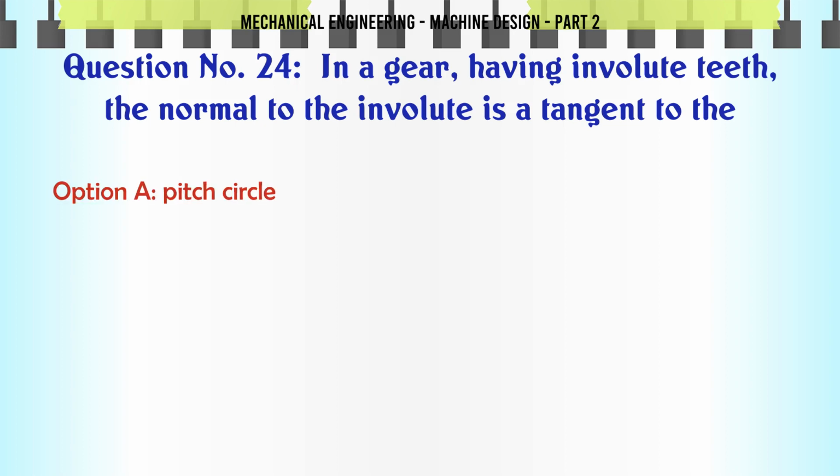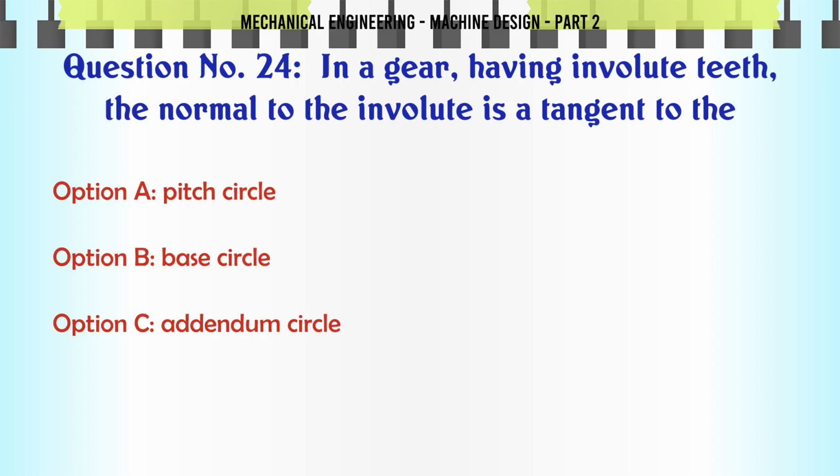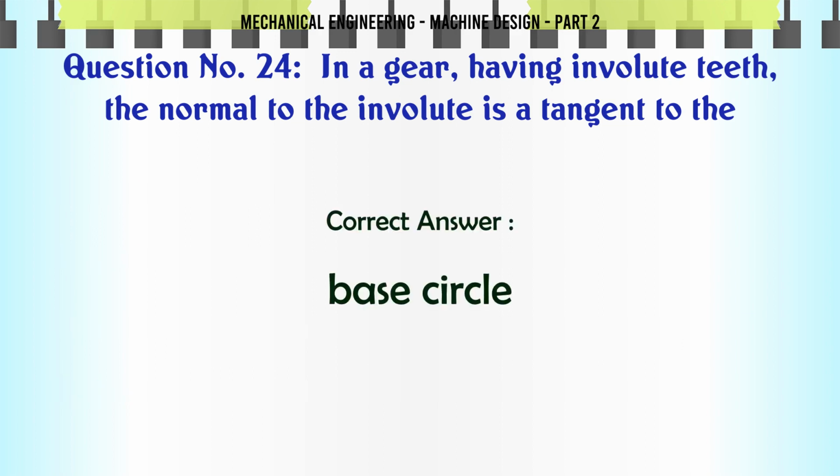In a gear having involute teeth, the normal to the involute is a tangent to the A. Pitch circle. B. Base circle. C. Addendum circle. D. Dedendum circle. The correct answer is base circle.